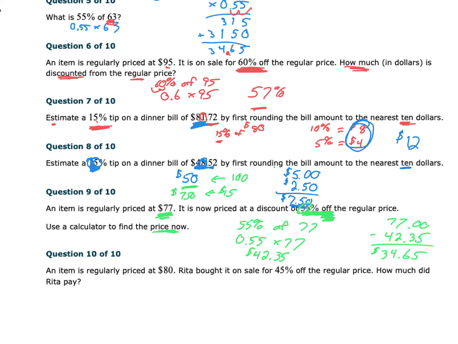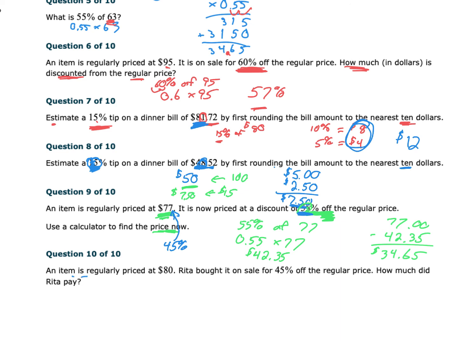A different way you could have approached that problem? Well, if it's 55% off, that means you're really paying 45%, right? Because 55% plus 45% is 100. So you could have just gone straight 45% of 77, which would have given you that $34.65.